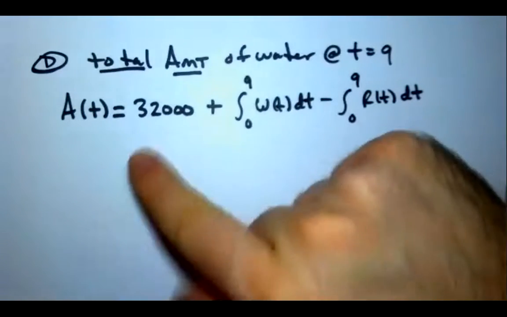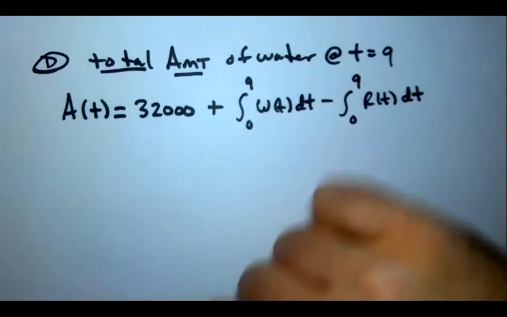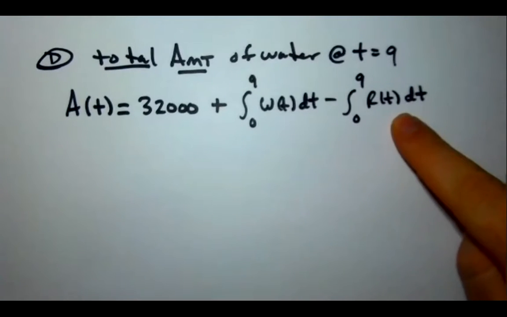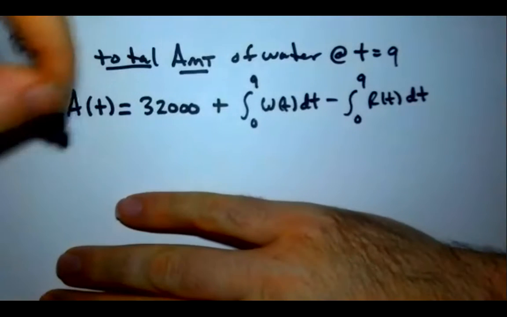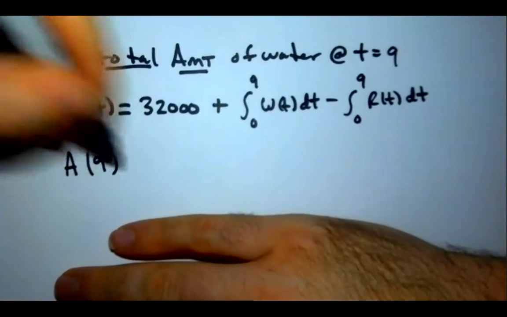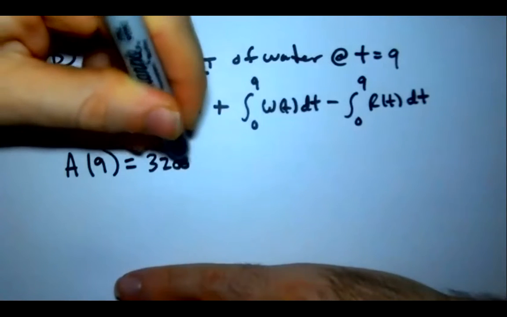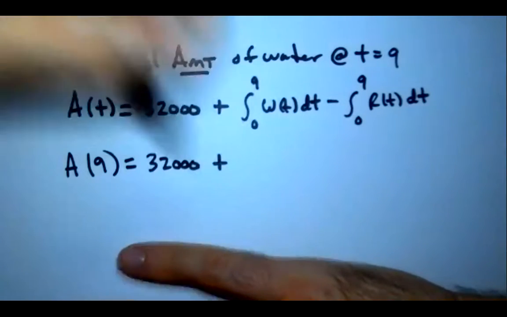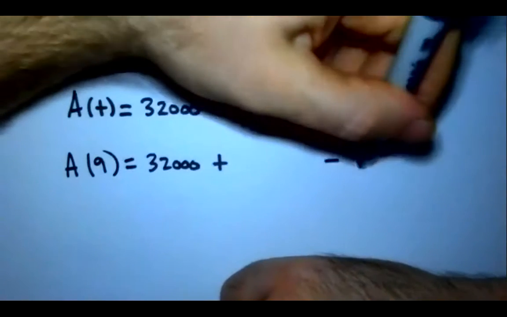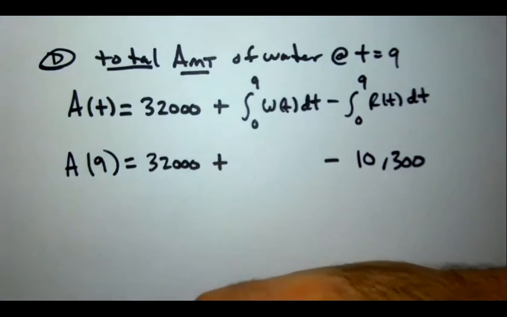Does that setup make sense? Here's what I started with, plus the total amount that came in, minus the total amount that came out. What do we already know about this right here? They give us the table. We just found it out in the last part, right? So I still need to figure out what's going on with water in, but I know that the water out is 10,300 because that's what I did in part C.